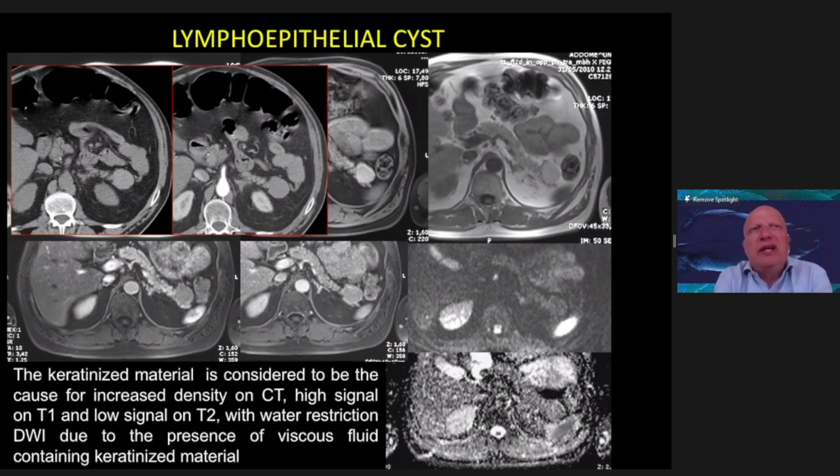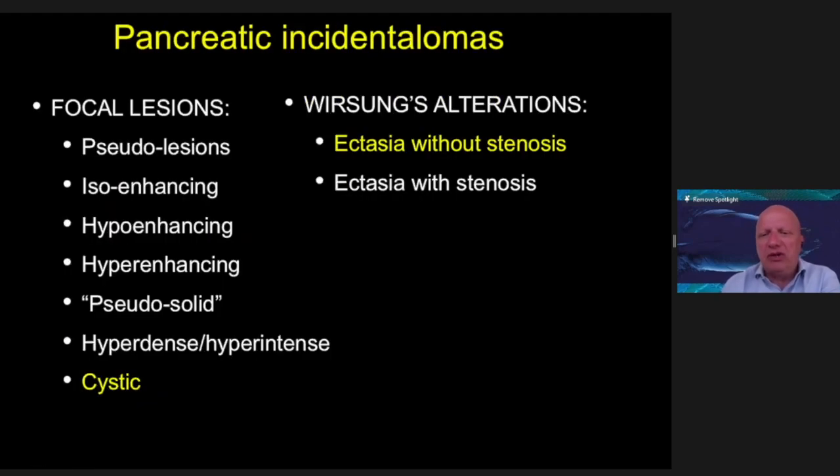Why does this lesion, which is cystic, have this atypical behavior? Because this lesion is rich in keratinized material, which is considered to be the cause of increased density on CT, high signal on T1, low signal on T2, with water restriction due to the presence of a viscous fluid containing keratinized material. The sum of these features is very typical for lymphoepithelial cysts. You cannot miss the correct diagnosis.